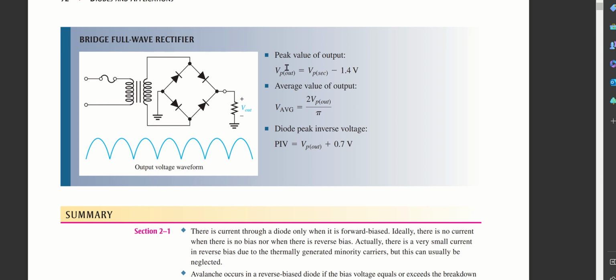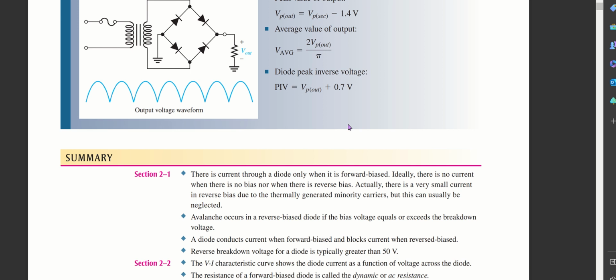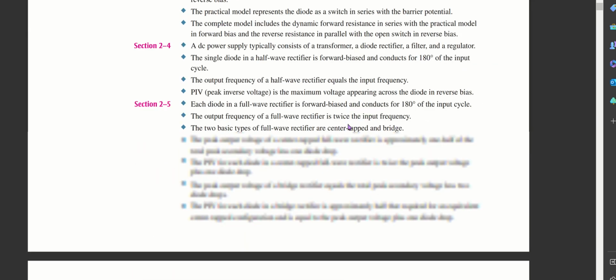For a bridge full wave rectifier, the peak value of output, V peak output, is equal to V peak secondary minus 1.4, because two diodes conduct in series, and 0.7 plus 0.7 would give us 1.4 volts. The average value of output would be V average equal to 2 V peak output divided by pi. And the diode peak inverse voltage, PIV, is equal to V peak output plus 0.7 volts.